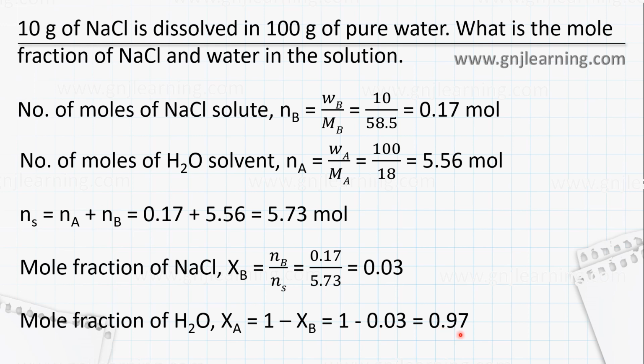So this is how to find out the mole fraction. Mole fraction should be a value less than 1, isn't it? So mole fraction of a solute or a solvent will always be less than 1. So you can see the mole fractions, and when you add them up, both of them will give the mole fraction of solution, that is equal to 1. Clear?